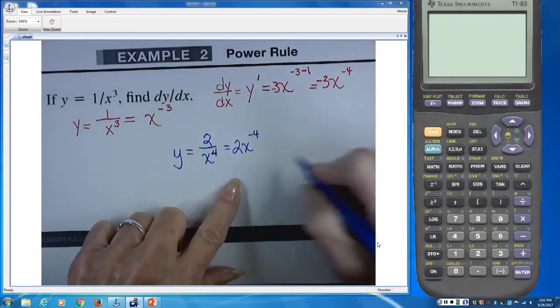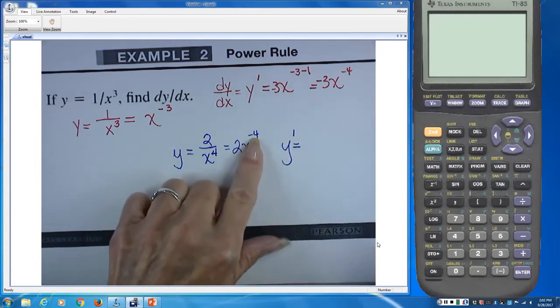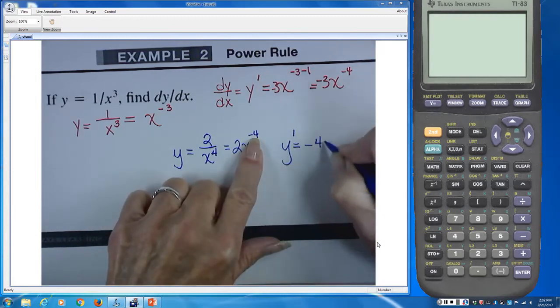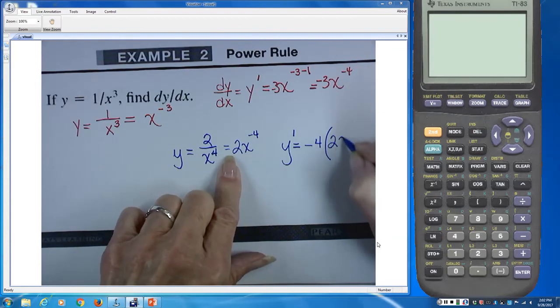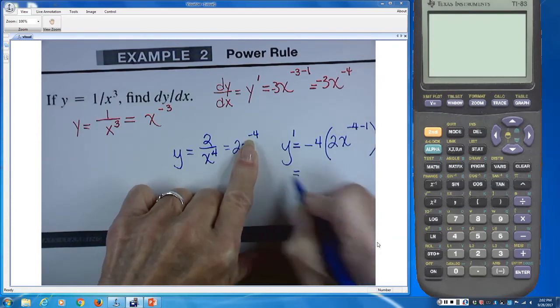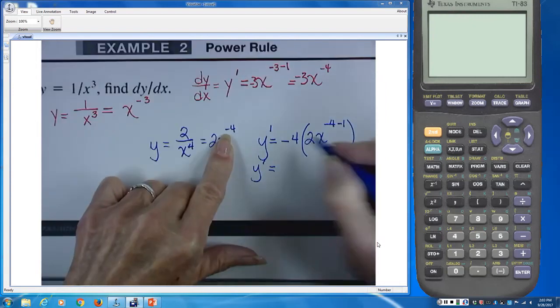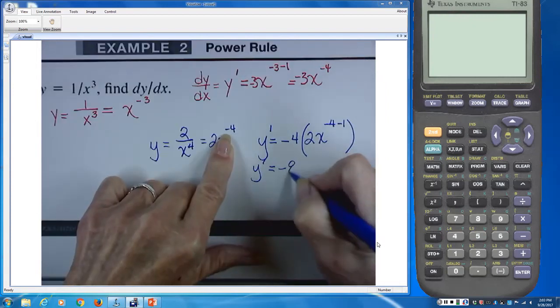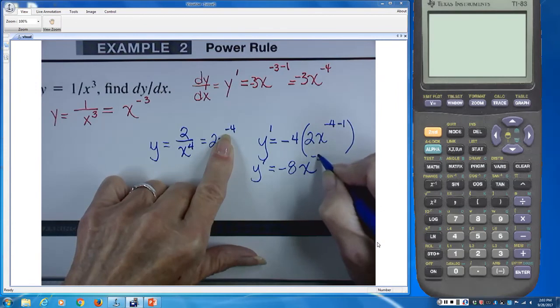Then here's how I find y prime. I take the negative 4 and drop it. I'll leave the 2 alone, I'll leave the x alone, but then I reduce the power by 1. So y prime is equal to negative 4 times 2 is negative 8, x to the negative 5.